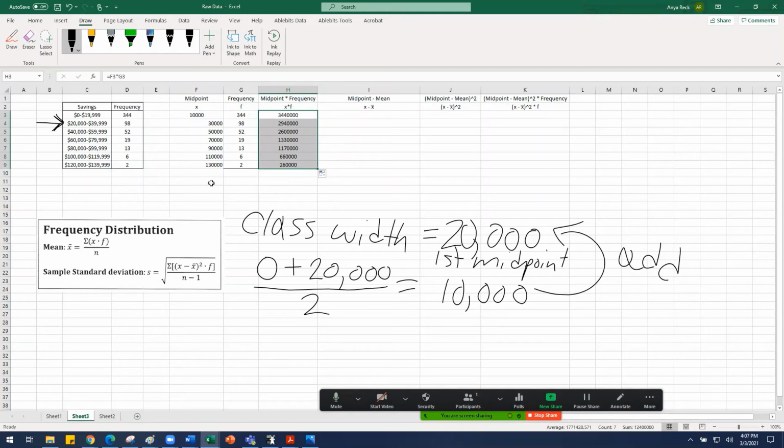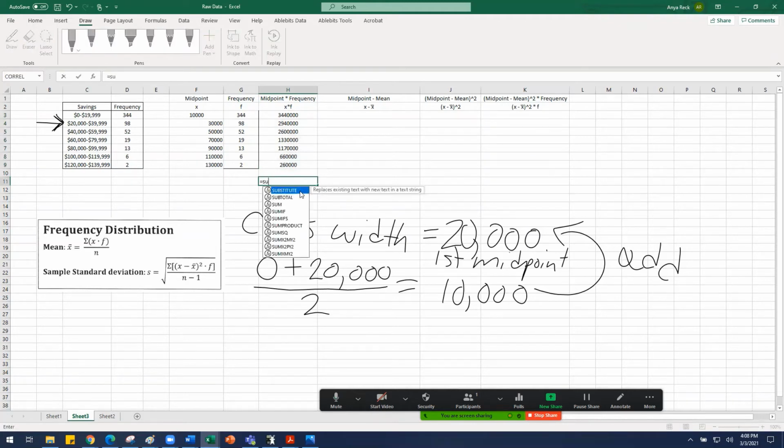So x times f is the numerator for the mean for this formula. The next step, it says you want to take the sum of that multiplication. So we're finding the sum of this column. So that gave us the sum of x times f. The denominator in our mean says we need n. N represents the total frequency. So we're going to find the sum of the frequency column.